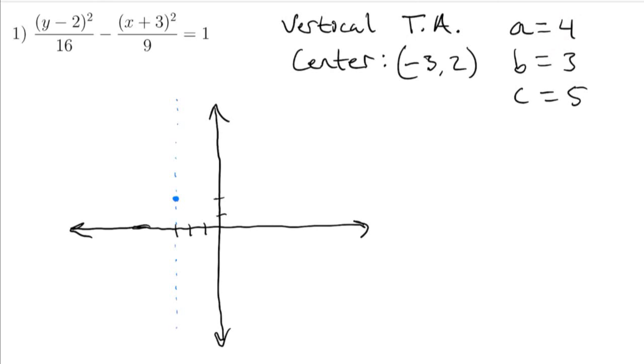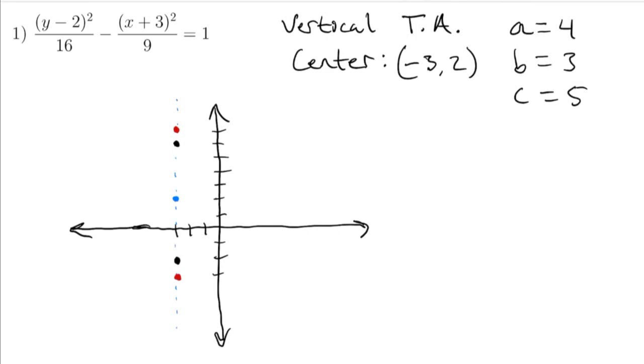So that means if I go up a distance of 4, 1, 2, 3, 4, that's going to give me one vertex. And if I go down a distance of 4, 1, 2, 3, 4, that's going to give me another vertex. So I have my two vertices here, and I can also get my foci doing a similar thing because C represents the distance from the center to each focus. So I just need to go up by one more here and down by one more here, and I can get a focus here and a focus here.